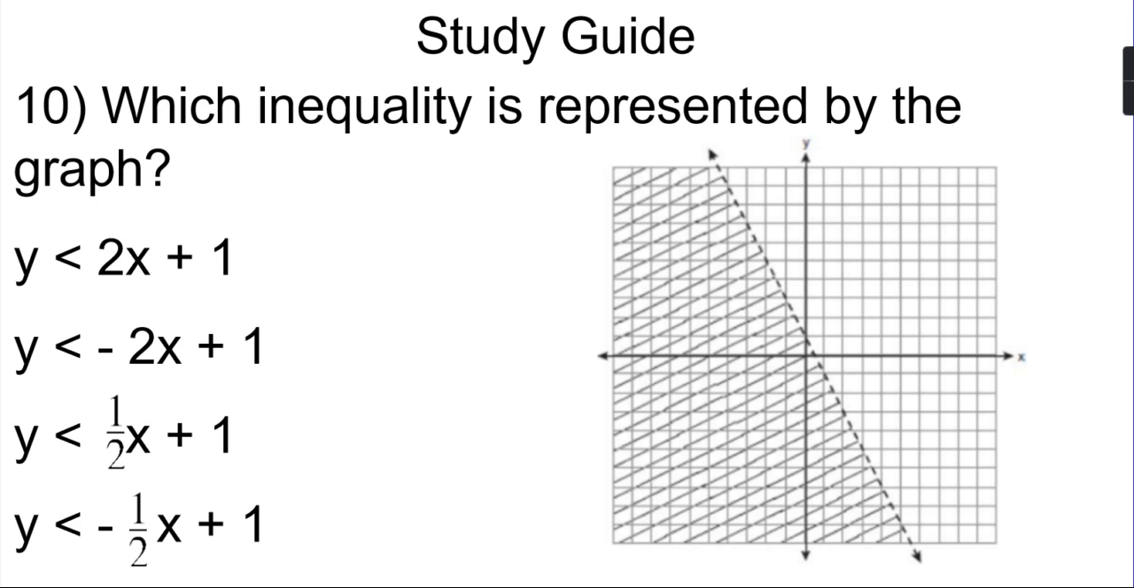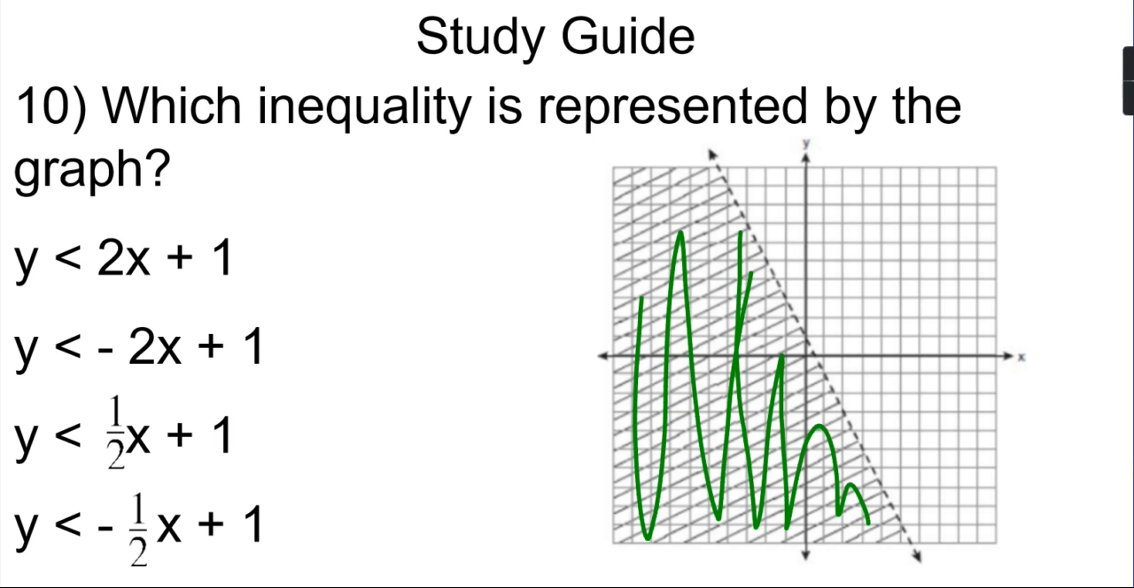Now I notice that there are a lot of similarities between those inequalities. If you notice, they all say less than, okay? And you see that that works for this graph because this graph is definitely shaded below the line, right? And it's not a solid line because less than is a dotted line, right? If it was less than or equal to, it would be a solid line. So our inequality symbol is not helping us eliminate any choices.